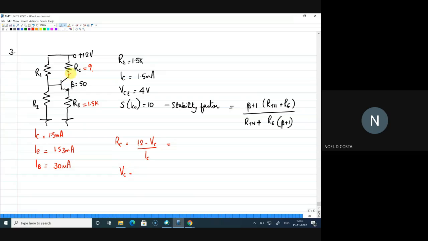Now, how do we know what VC is? VCE is equal to VC minus VE, right? VE is equal to IE into RE. So from that you can find VC. VCE is given as 4 volt. So find VE and tell me what VC is.